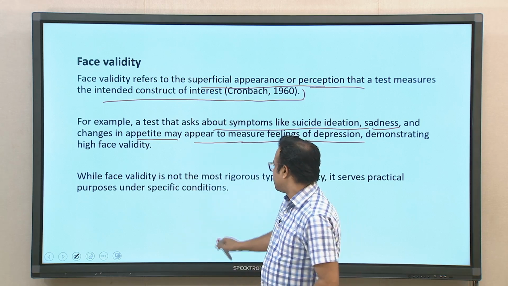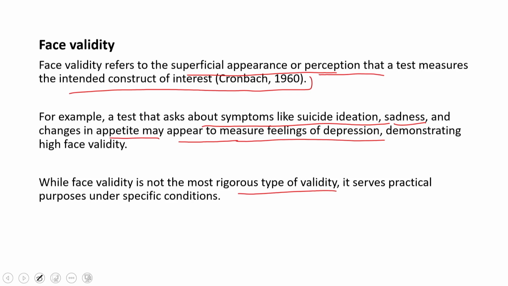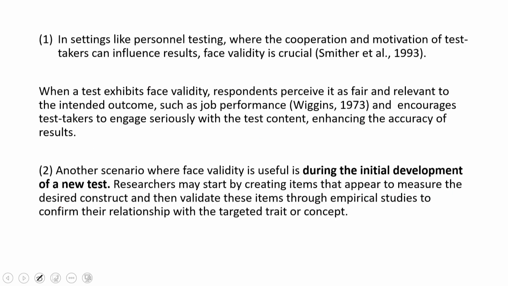So, face validity is not a very rigorous type of validity, it is more of an appearance type of validity that is derived from the appearance. It serves many practical purposes. It is important because it is the beginning of a test, especially in settings like personnel testing, where the cooperation and motivation of the test taker can influence the result.